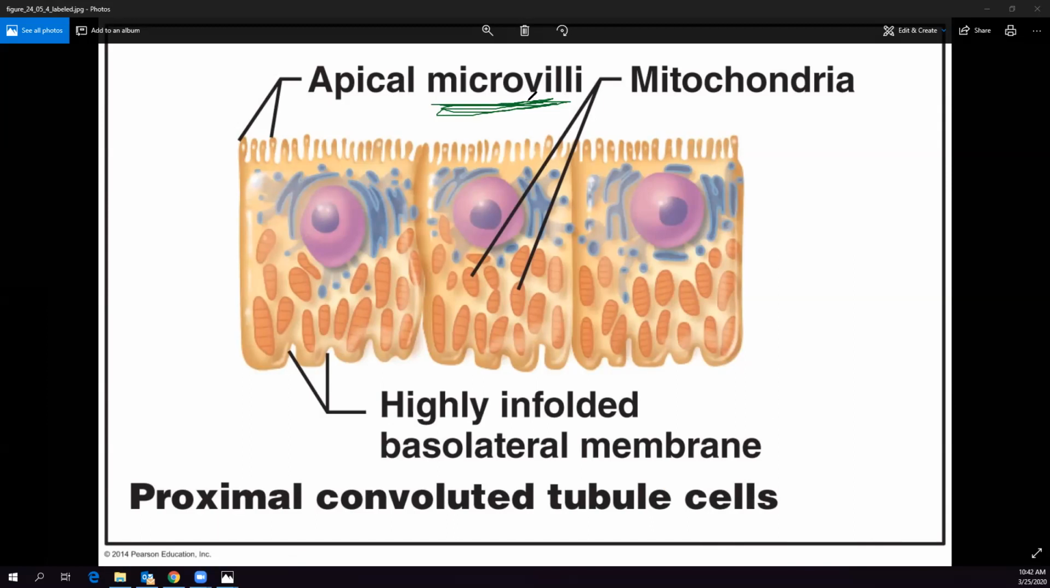So lots of microvilli on the apical surface for reabsorption, and then lots of mitochondria because we're going to do lots of active transport in our proximal convoluted tubule cells. I don't care that you remember that the basolateral membrane is really folded. It is, because we're going to put some transporters in here, so we want to also increase the surface area for transporters. So there's that tissue.